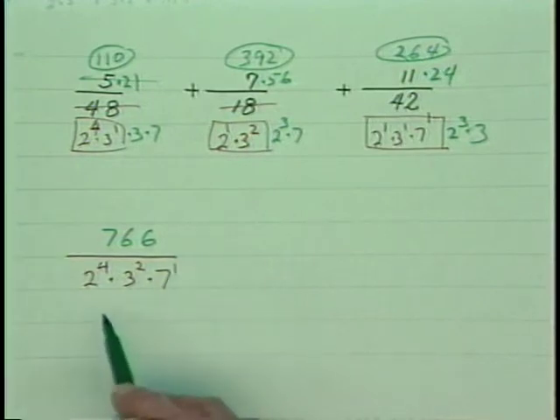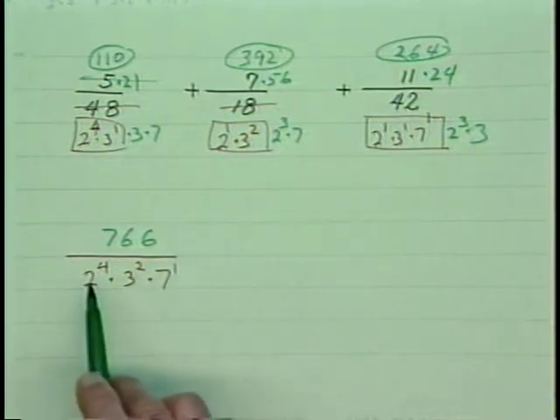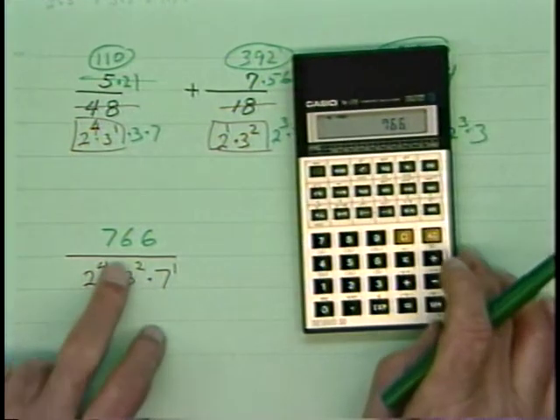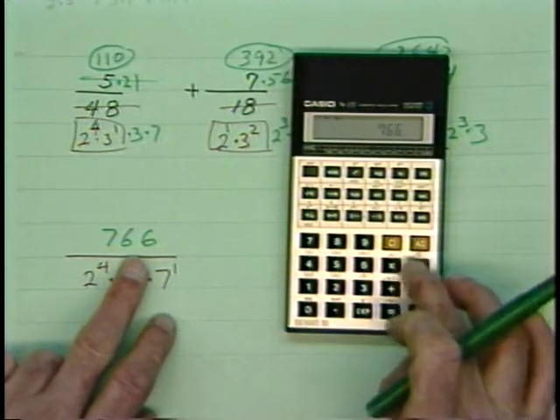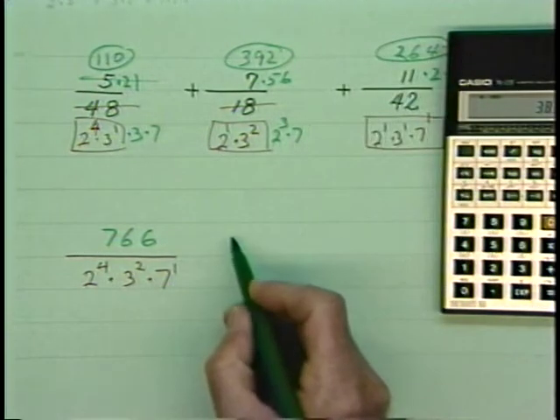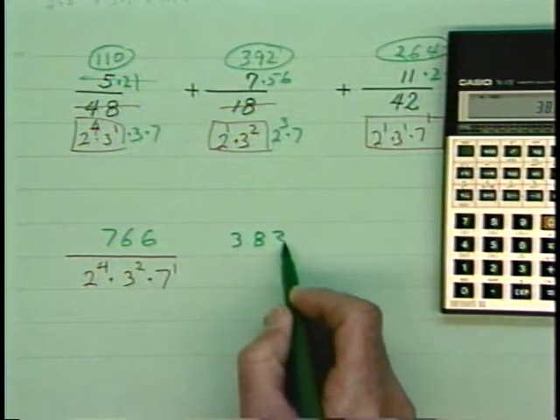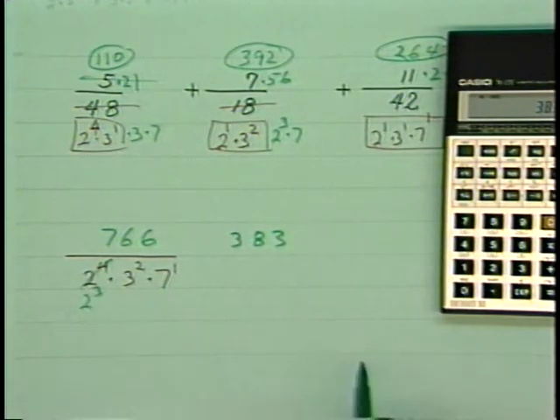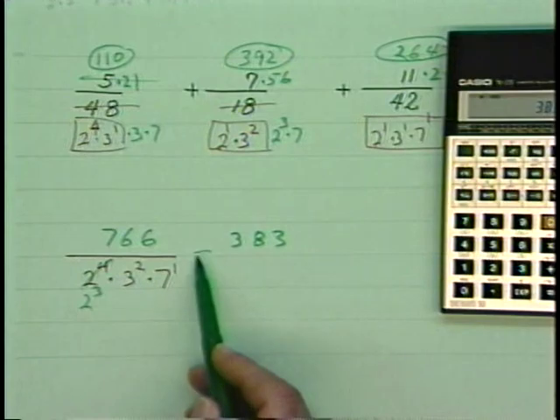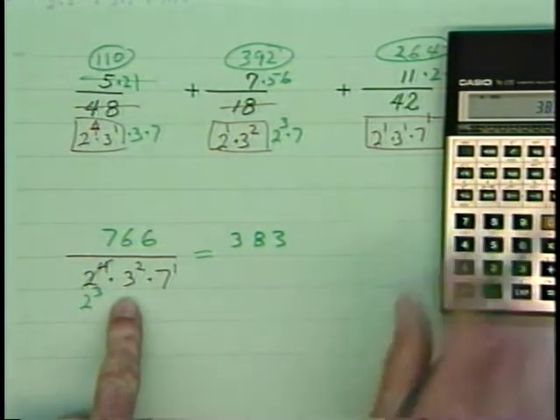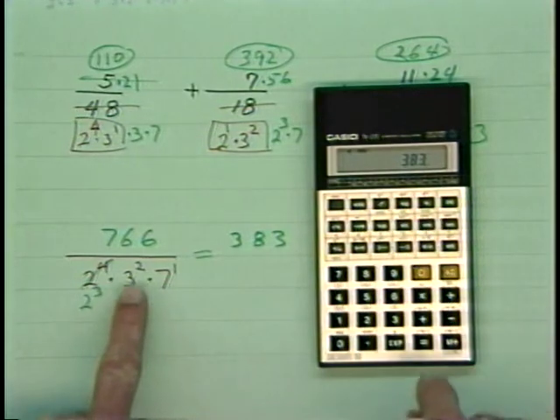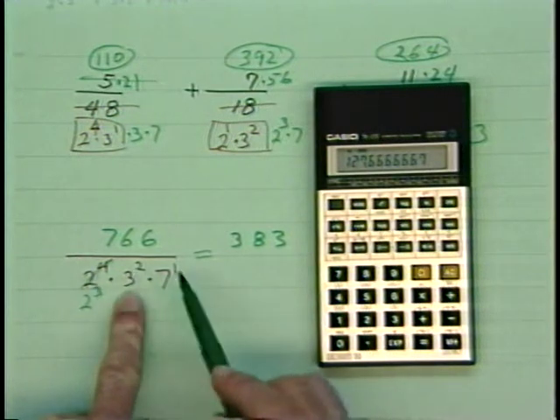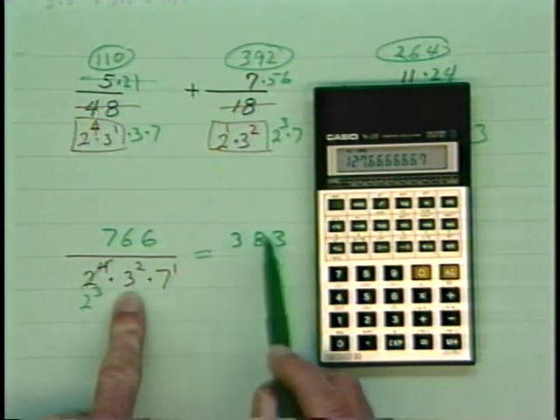Now to reduce, I can see the only prime numbers that will divide the bottom are 2, 3, and 7. I can see that 2 goes into the top, so I'll do that. 766 divided by 2 is 383. But I have divided out one of these 2's, which will leave me now with only 3 2's. But I can see that no more 2's will go in, so I can try to see if 3 goes in. So 383 divided by 3, I get a decimal. So although 3 will go into the bottom, in fact twice, it won't go into the top.